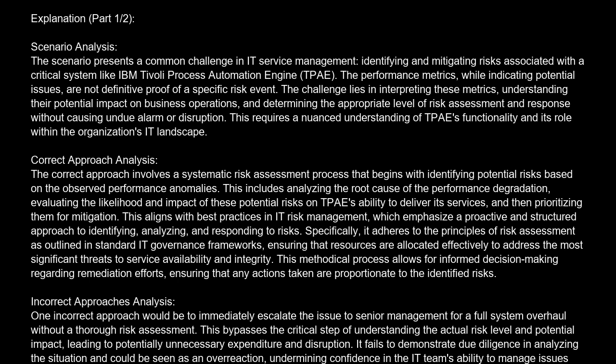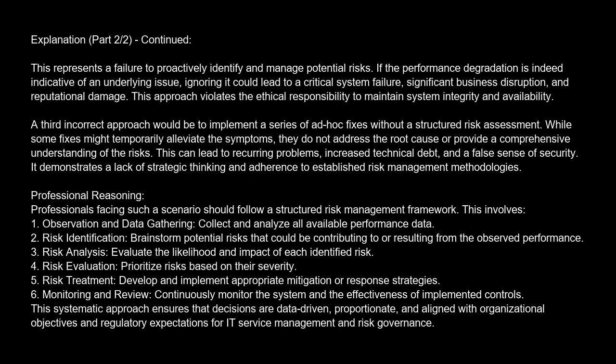Another incorrect approach would be to ignore the performance metrics altogether, assuming they are transient or insignificant. This represents a failure to proactively identify and manage potential risks. If the performance degradation is indeed indicative of an underlying issue, ignoring it could lead to a critical system failure, significant business disruption, and reputational damage. This approach violates the ethical responsibility to maintain system integrity and availability. A third incorrect approach would be to implement a series of ad hoc fixes without a structured risk assessment.